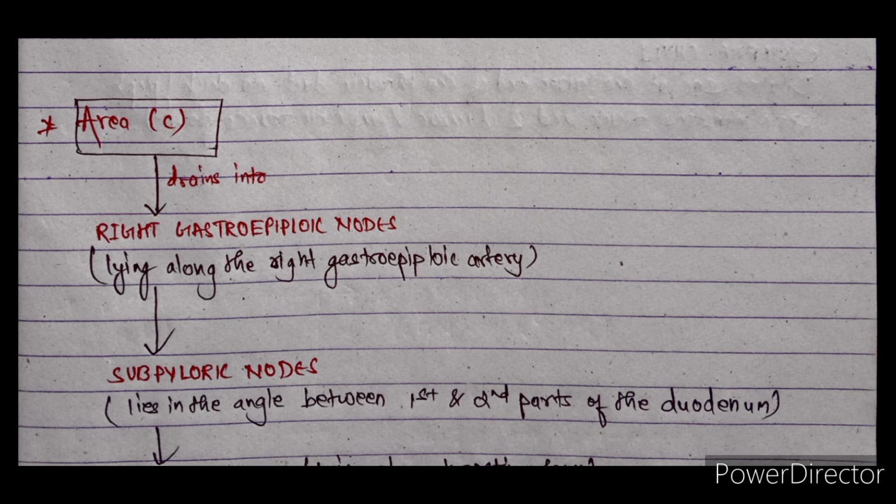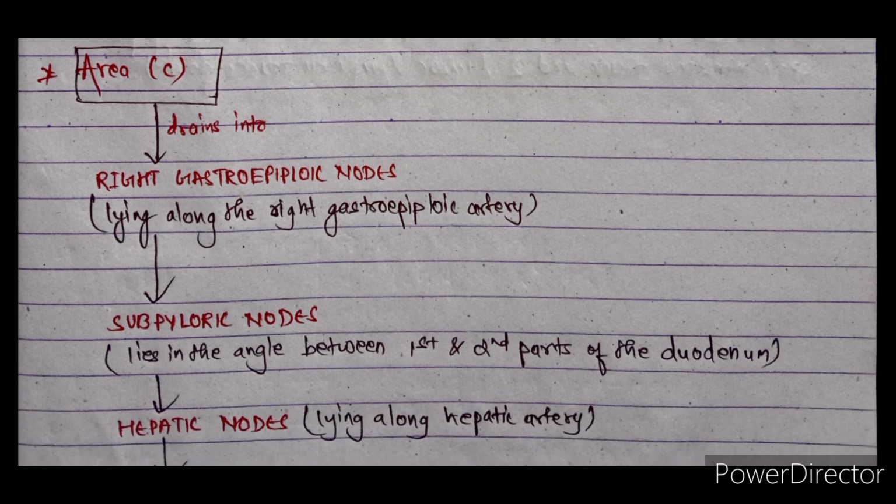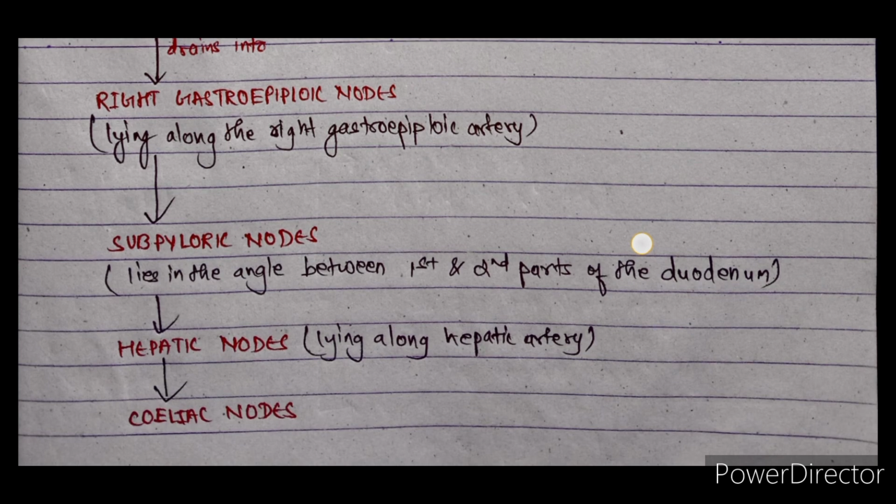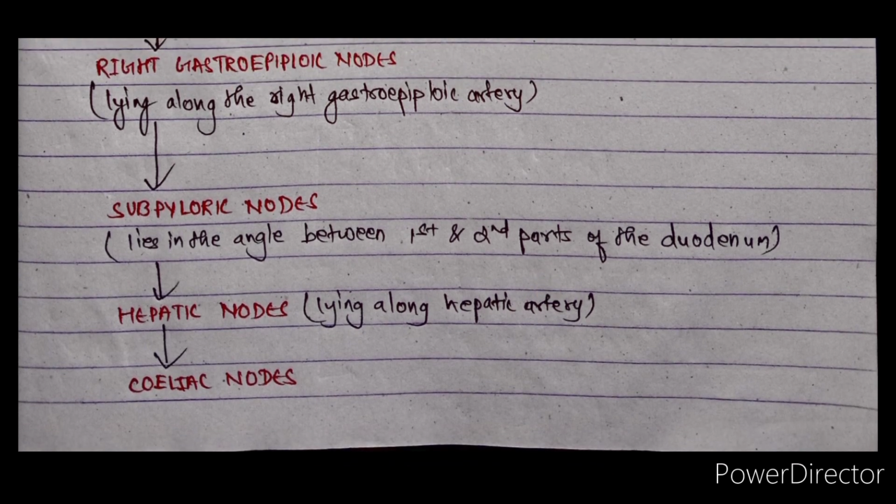gastroepiploic artery, and from there the lymph drains into subpyloric nodes which lies in the angle between first and second part of the duodenum, and from the subpyloric nodes it drains into the hepatic nodes lying along hepatic artery, and finally into the celiac nodes.